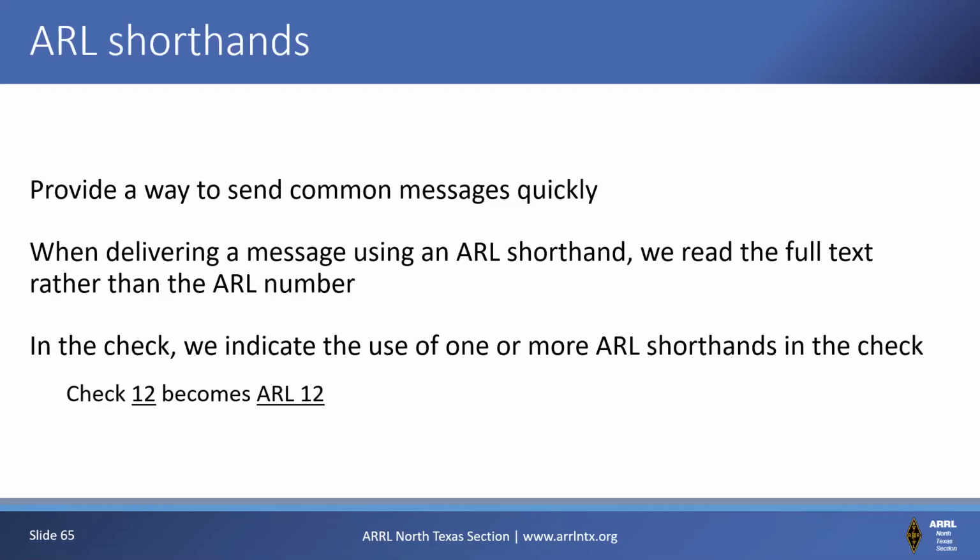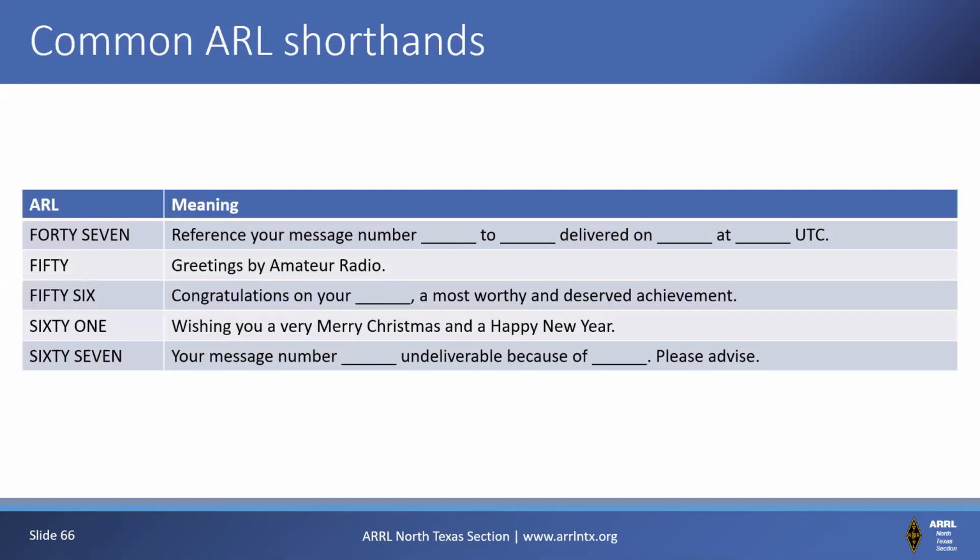And then in the check, we indicate that we have a shorthand in use. And so the check of 12, the example would become Alpha Romeo Lima 12, again to flag the fact that we've used a shorthand. Here are some common ones. You have the full list of them in the handout.